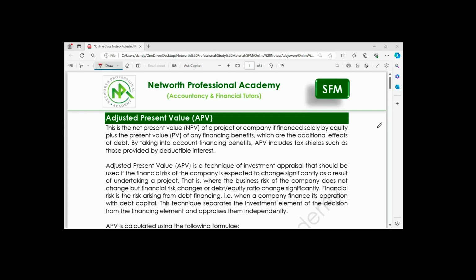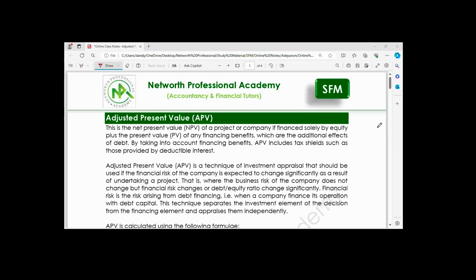So what I'm trying to say in essence is the fact that adjusted present value and net present value are very similar. It's the same way the examiner will structure the question and state the requirements. The examiner will just tell you to evaluate or advise. The examiner may not tell you to use either APV or NPV. And that's why I said that it is similar to NPV.